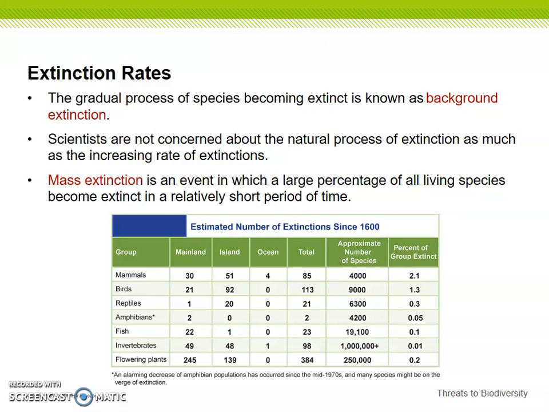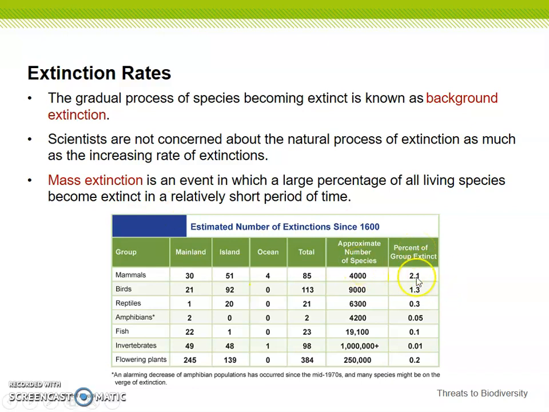short period of time. So here we have a table that details the estimated number of extinctions since 1600s. So we have mainland populations, island populations, ocean populations, total, the approximate number of species, and the percentage of those species that have gone extinct.